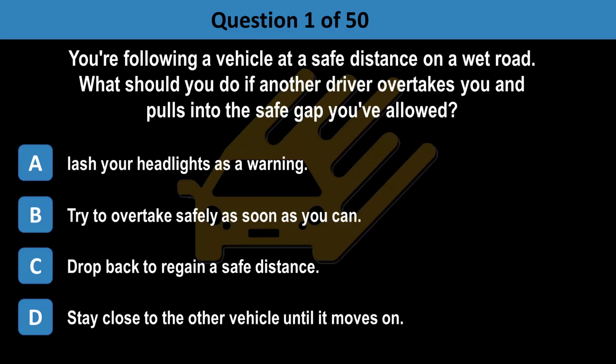You're following a vehicle at a safe distance on a wet road. What should you do if another driver overtakes you and pulls into the safe gap you've allowed? A. Flash your headlights as a warning. B. Try to overtake safely as soon as you can. C. Drop back to regain a safe distance. D. Stay close to the other vehicle until it moves on.